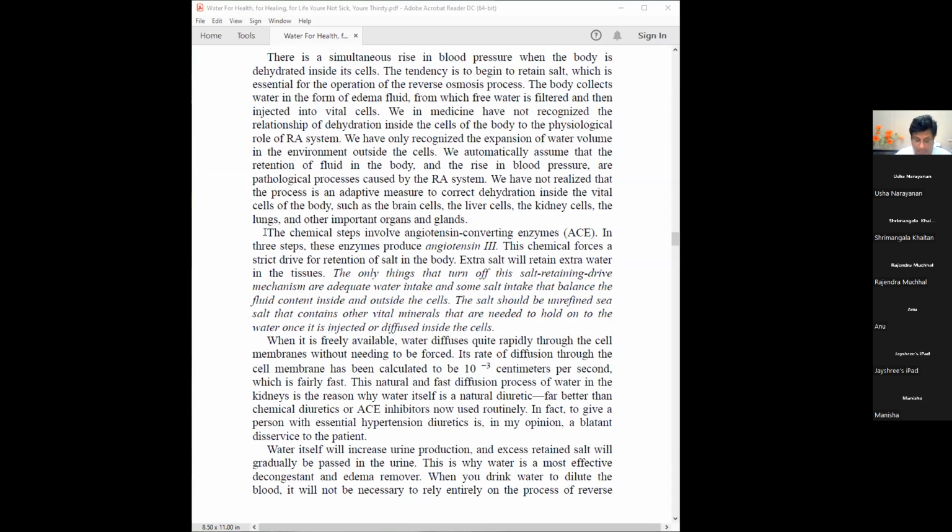The salt should be unrefined sea salt that contains other vital minerals that are needed to hold on to the water once it is injected or diffused inside the cells. So again, processed salt does not have the trace elements. There are some, I think 38 or 43 trace minerals, which are very important. They act like catalysts inside the body. So when you look at sea salt or rock salt, there are trace minerals which are very important for the body's functioning. If those trace minerals are not there, then the catalyst is not there for various functions of the body to take over. So that's why processed salt may not be a good idea. Normal sea salt or rock salt, what we call Sindha Namak or Himalayan salt, is a better thing to have. So unprocessed sea salt.